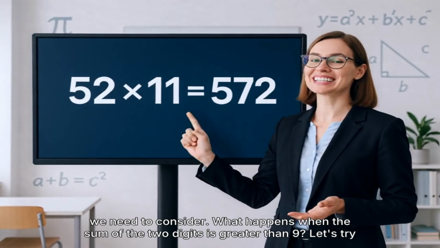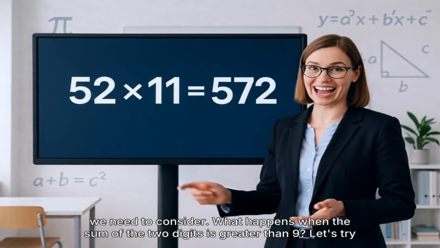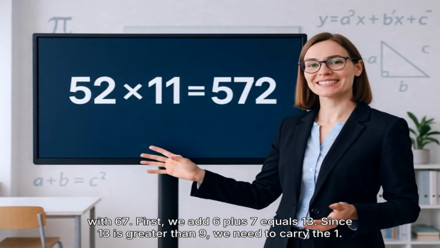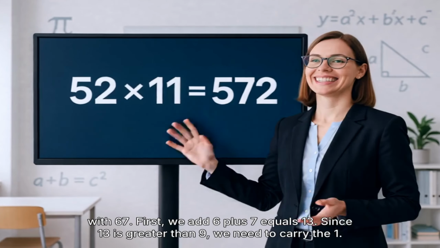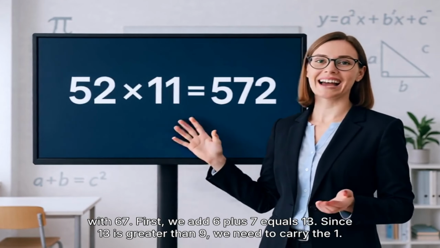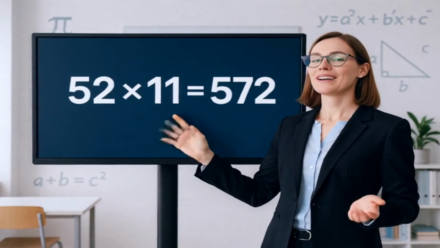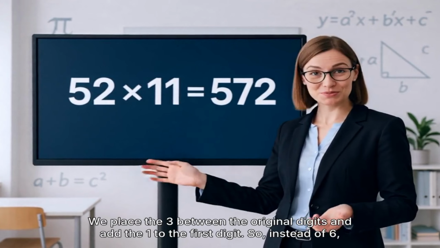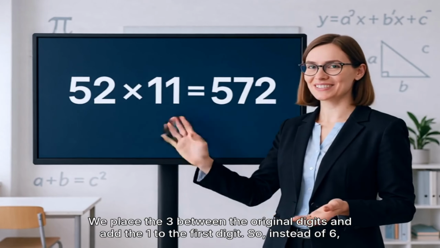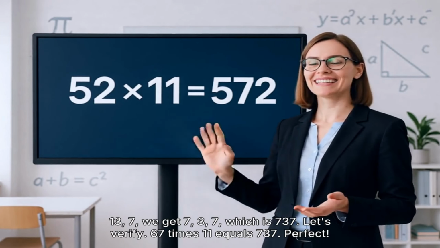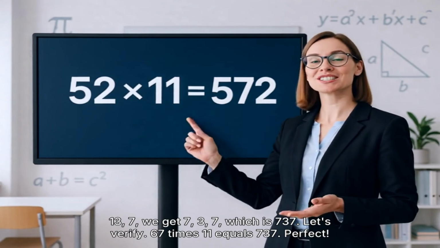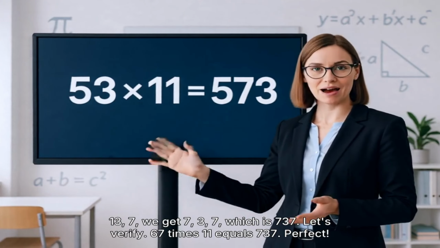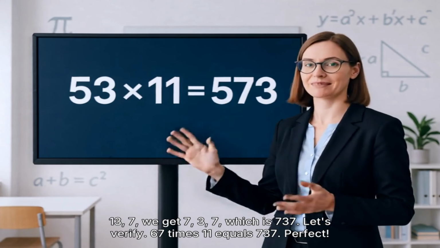What happens when the sum of the two digits is greater than 9? Let's try with 67. First, we add 6 plus 7 equals 13. Since 13 is greater than 9, we need to carry the 1. We place the 3 between the original digits and add the 1 to the first digit. So instead of 6, 13, 7, we get 7, 3, 7, which is 737. Let's verify. 67 times 11 equals 737.